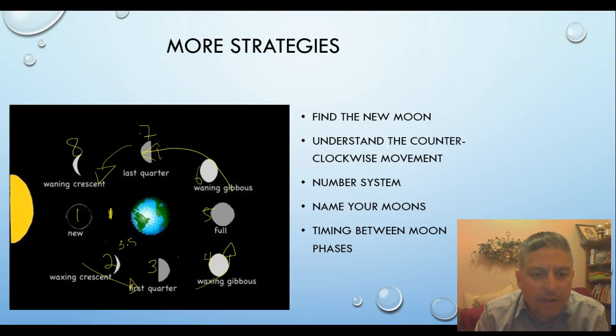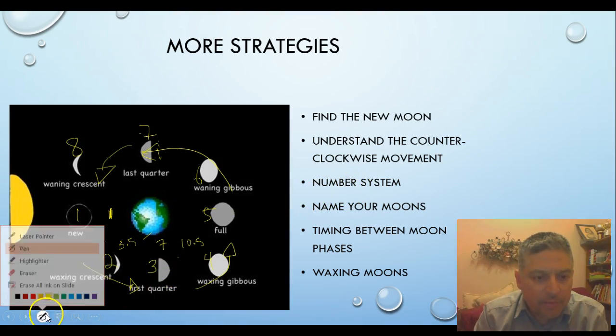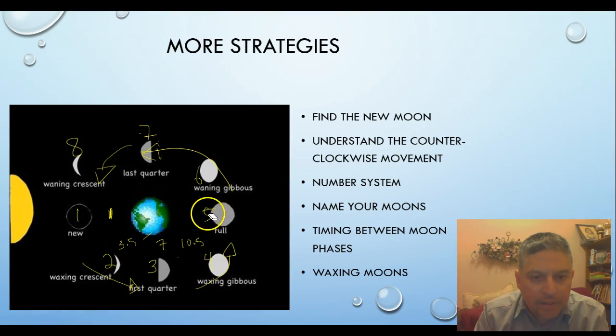You will have your waxing crescent. 7 days after that, you will have your first quarter, and 10.5 days after that, you will have your waxing gibbous. I'm gonna have to start writing on this side. Let me erase that first because it's gonna get in the way. And I don't need anybody getting confused with this.